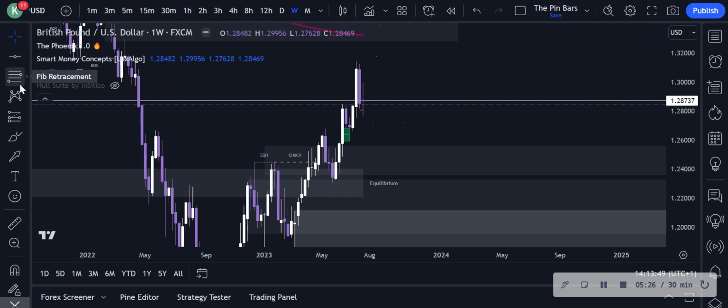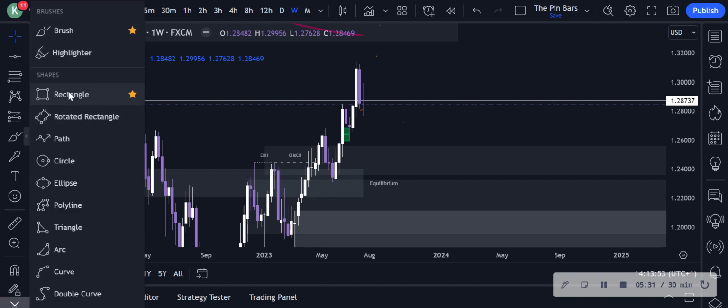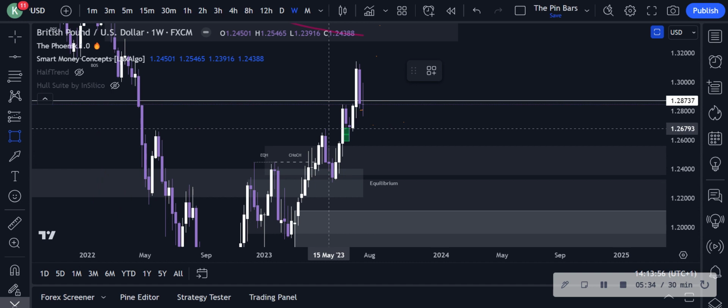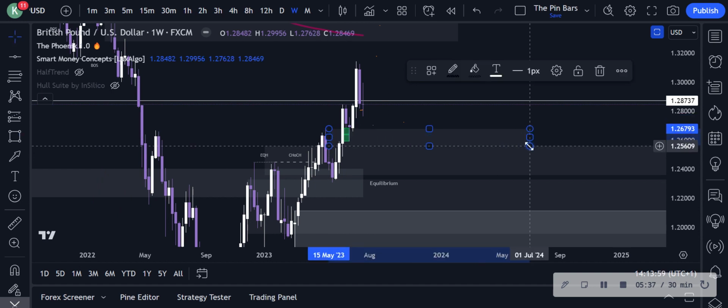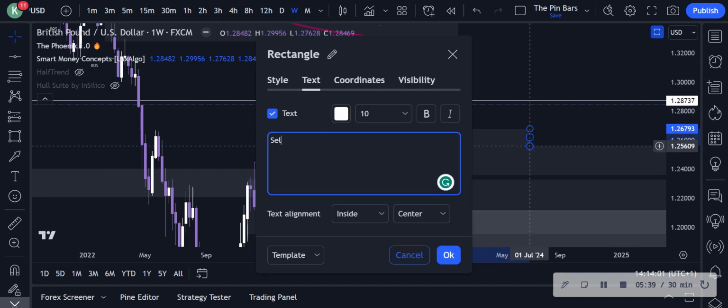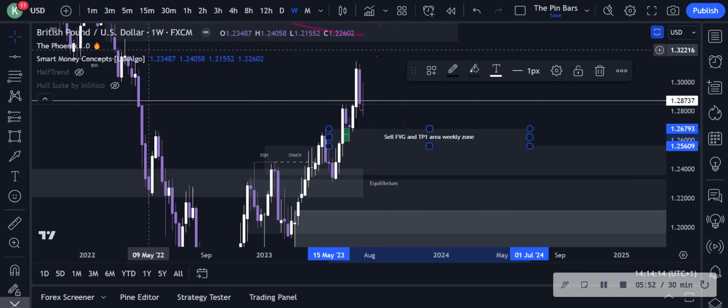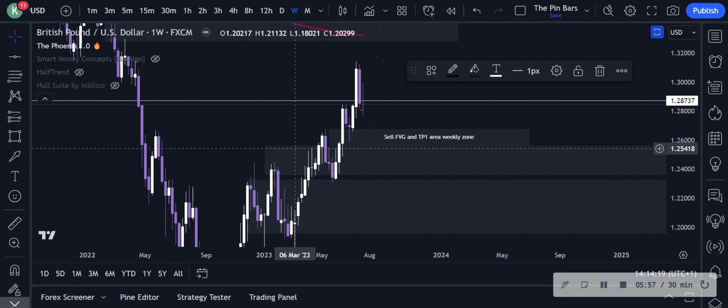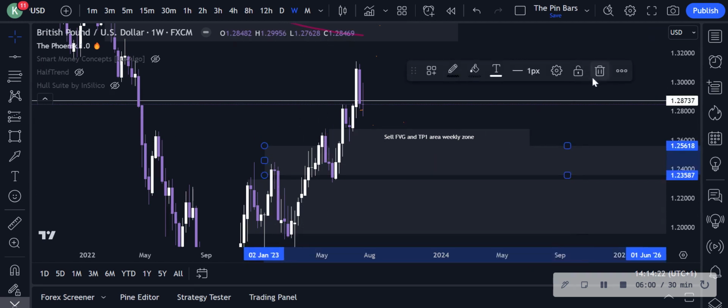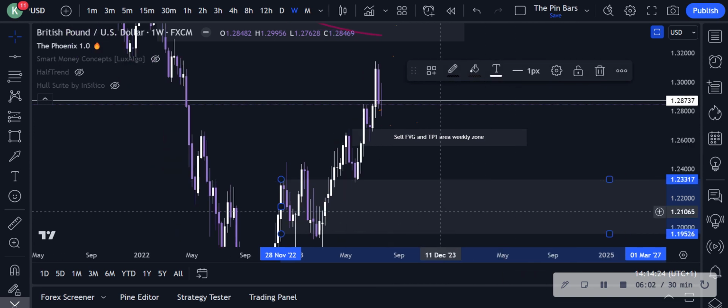Okay. So I'm just actually going to mark it so I know what I'm doing with this. I am actually just going to mark this whole area of sell fair value gap and PP1 area. This is on a weekly. So just so that I know what this box is, because typically sometimes I turn all this off and all I have is just my markings. Okay, I'm just going to delete all of this just so that it's neat. Okay, I'm going to keep that at the bottom there.